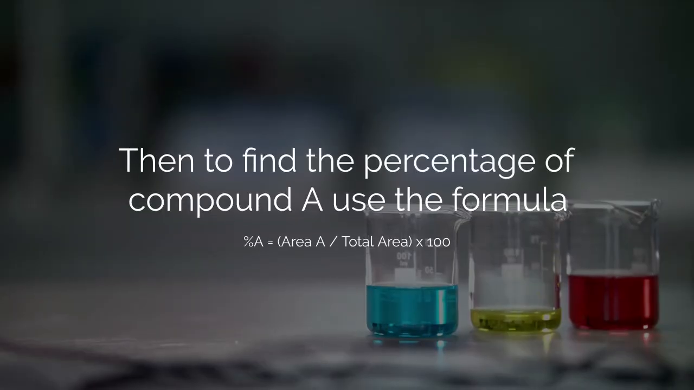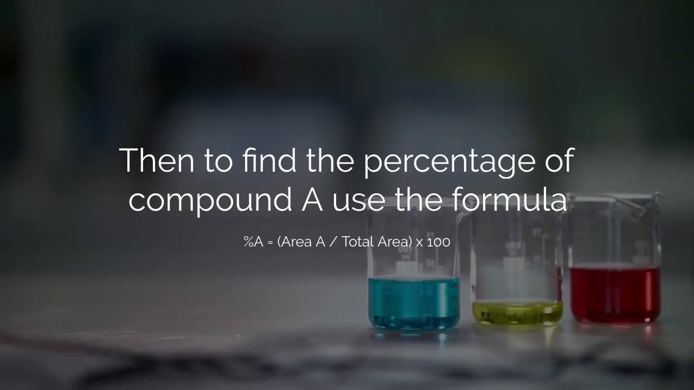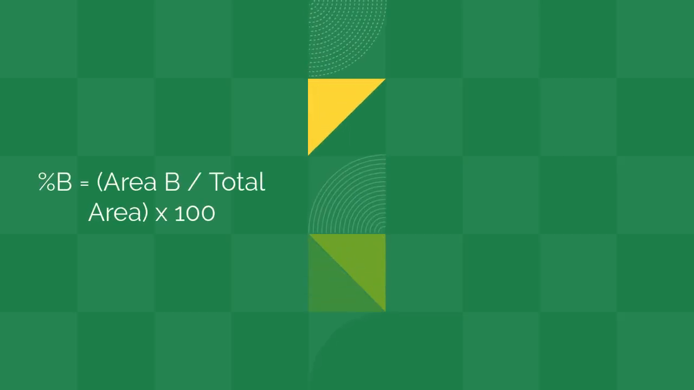Then, to find the percentage of compound A, you use the formula: area A divided by total area, and then multiply that result by 100. You do the exact same thing for compound B: area B divided by total area, multiplied by 100.